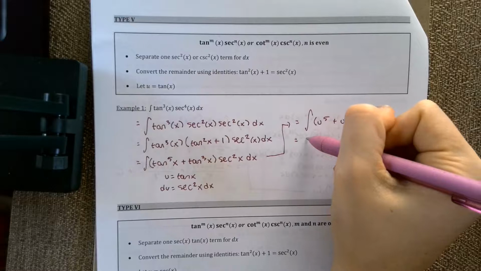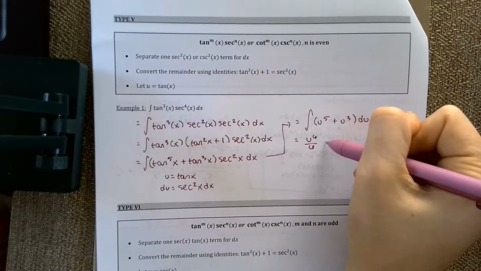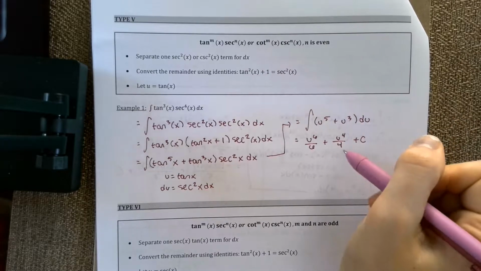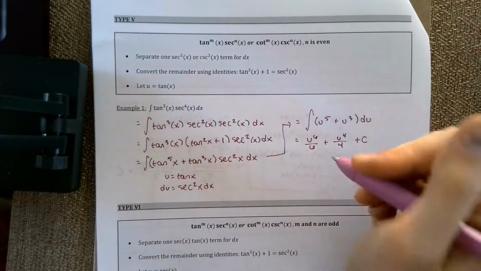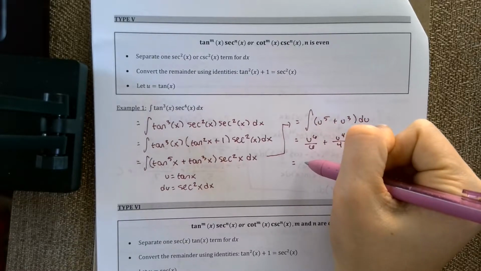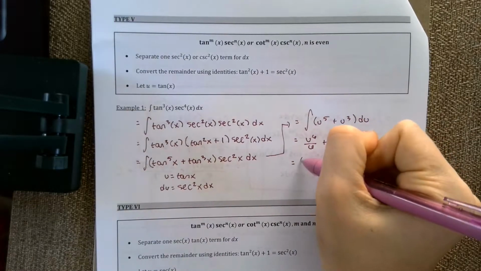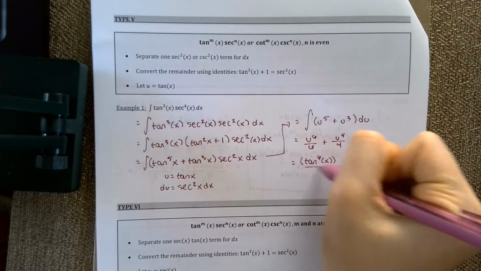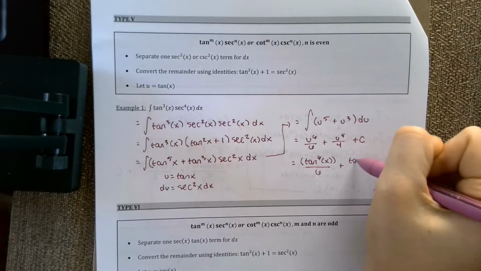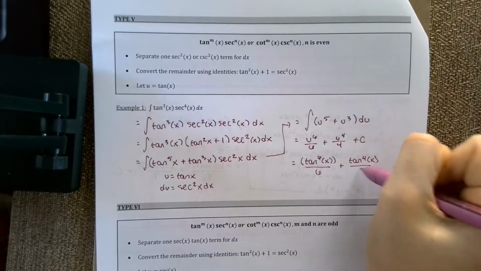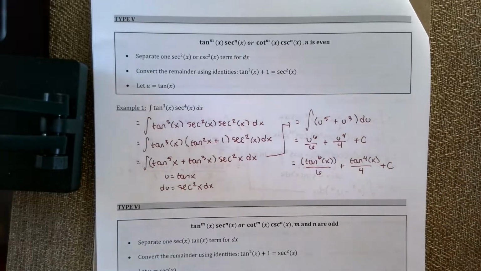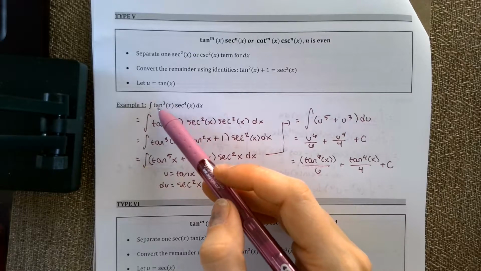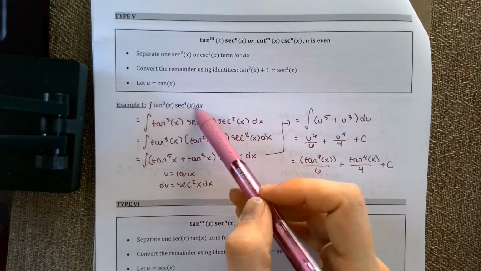When I integrate, I use my power rule, u to the 6th over 6 plus u to the 4th over 4 plus c, and in the end I change back to being in terms of x like the original problem asked. So my end answer, since u is equal to tangent of x, is tangent to the 6th x over 6 plus tangent to the 4th x over 4 plus c. So again, in this example, I had tangent to some power and secant to an even power.